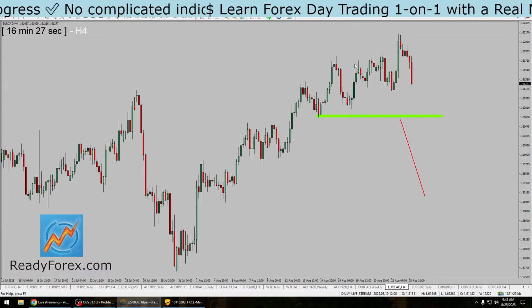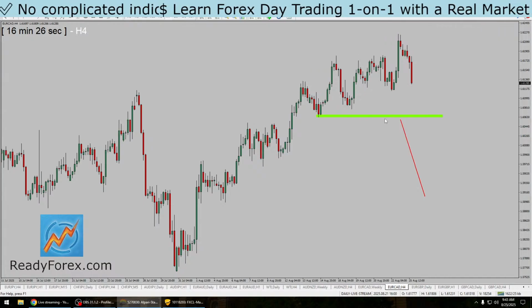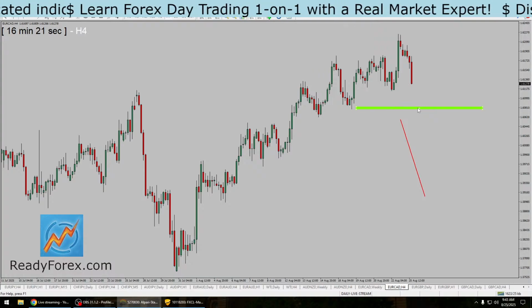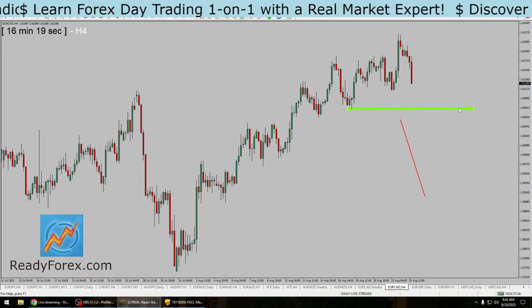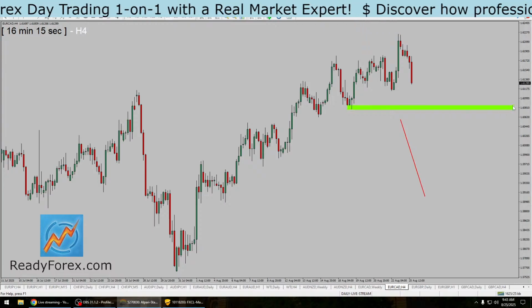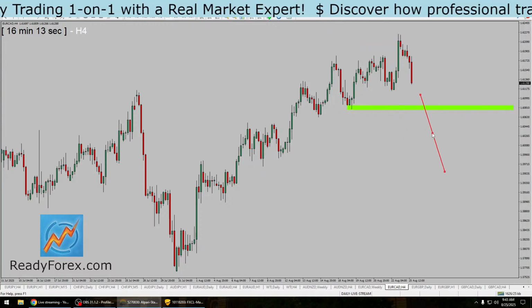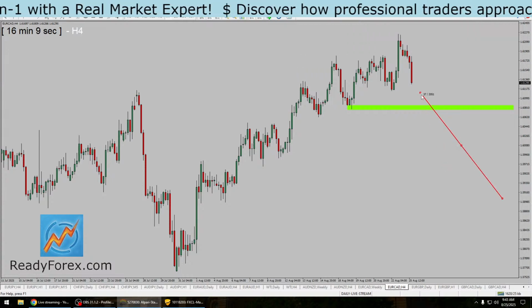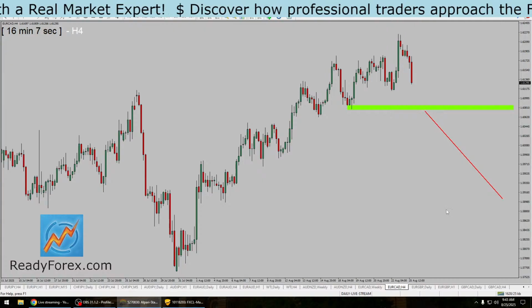So this is the support level. Let me adjust it. This is the area right over here in EURUSD currency pair. So EURUSD, expect further weakness in price action.